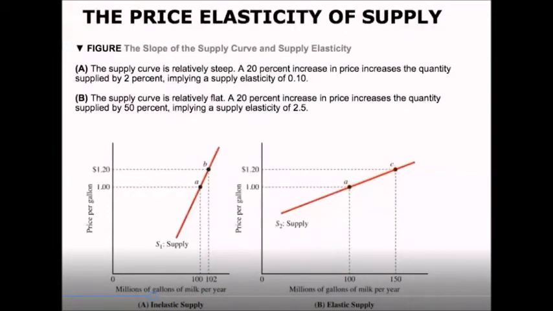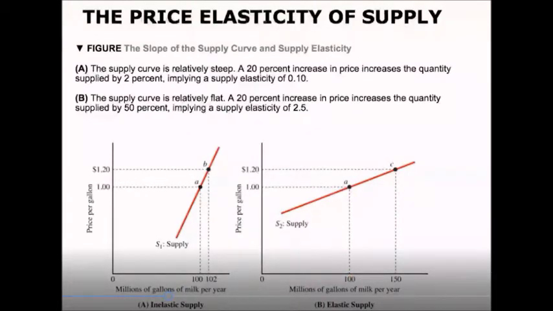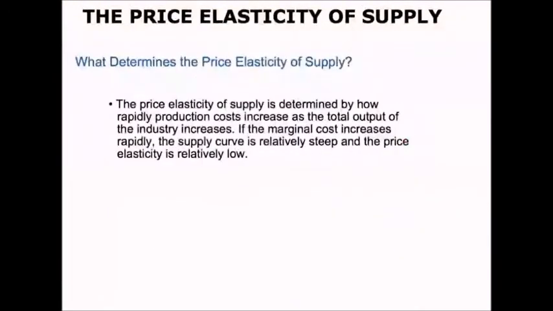This would be an elastic supply curve because it's relatively flat. A relatively small percentage change in the price level gives you a very large percentage change in quantity. This is an elastic supply curve. So the price elasticity of supply is different for different goods and services.